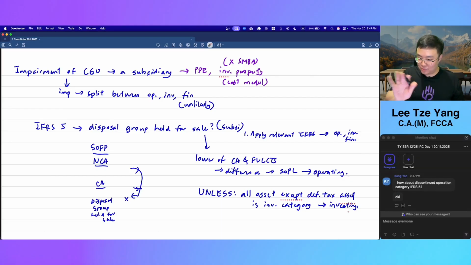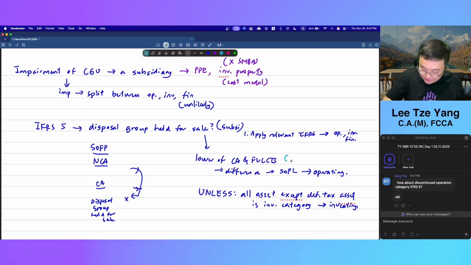If it is discontinued, no issue. We straight away put under discontinued operation. That one is okay. So I think I made it clear. If not discontinued, then you apply this rule. If not discontinued.